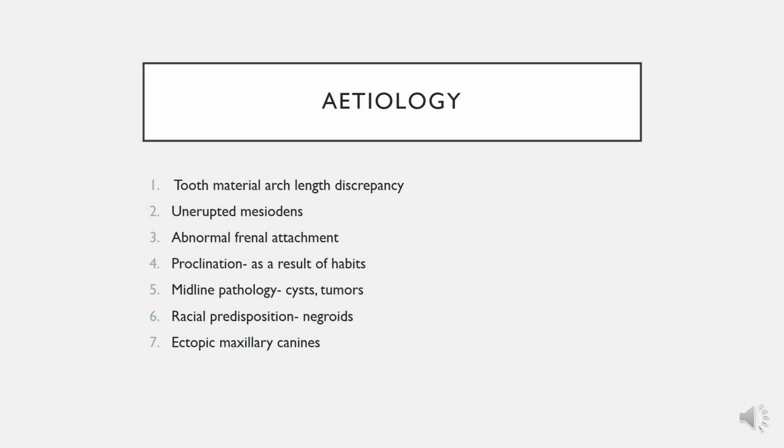The second etiology can be tooth material arch length discrepancy or unerupted mesiodens or abnormal frenal attachment, proclination as a result of habits such as thumb sucking and tongue thrusting, midline pathology like cysts and tumors, racial predisposition most commonly seen in negroids, and ectopic maxillary canines.